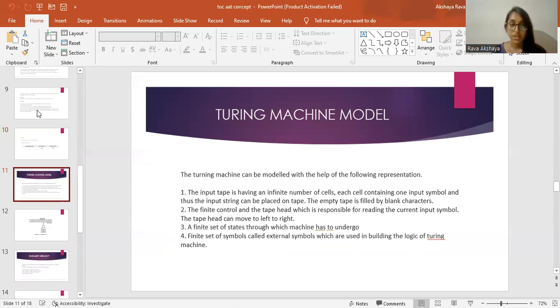Turing machine model. A Turing machine can be modeled with the help of the following representation. The input tape has an infinite number of cells, each cell containing one input symbol, and thus the input string can be placed on the tape. The empty tape is filled by a blank character. The finite control and the tape head are responsible for reading the current input symbol; the tape head can move left or right. There is a finite set of states through which the machine has to undergo, and a finite set of symbols called external symbols, which are used in building the logic of the Turing machine.